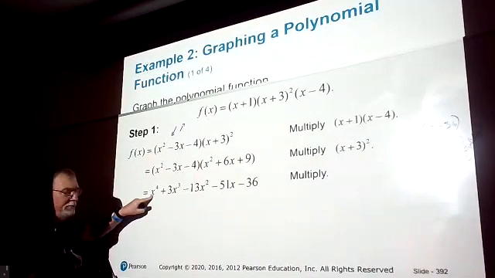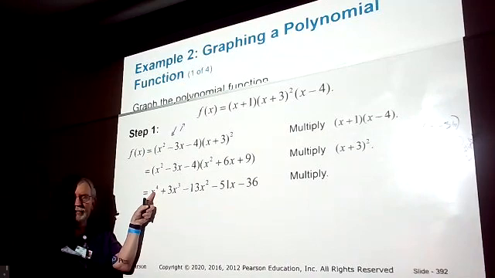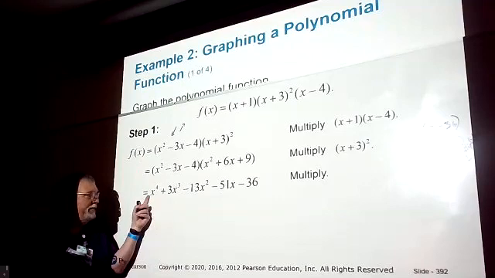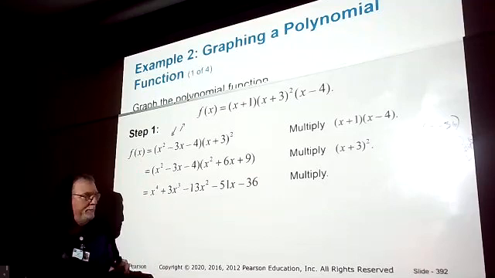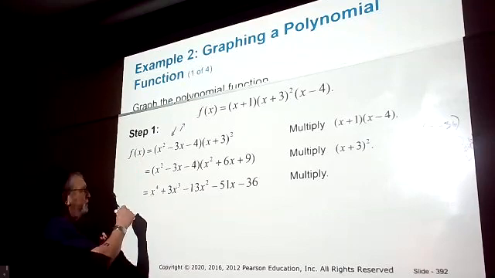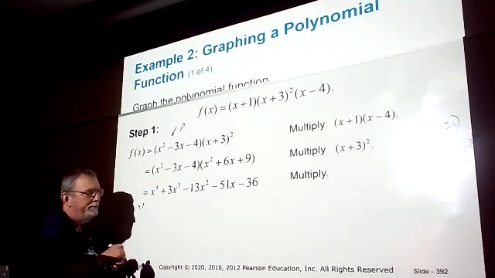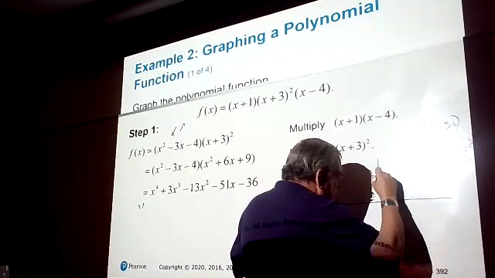The end behaviors are both going up because it's an even function. That means both end behaviors are both going up or both going down. Because the coefficient here is positive, that means they're both going up. So end behaviors are telling us it's going this way. And so far right now, I can do this much of the graph.